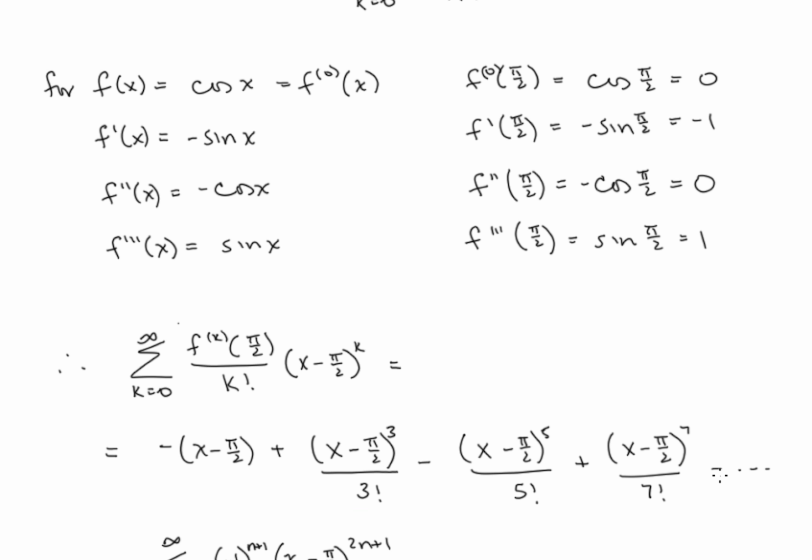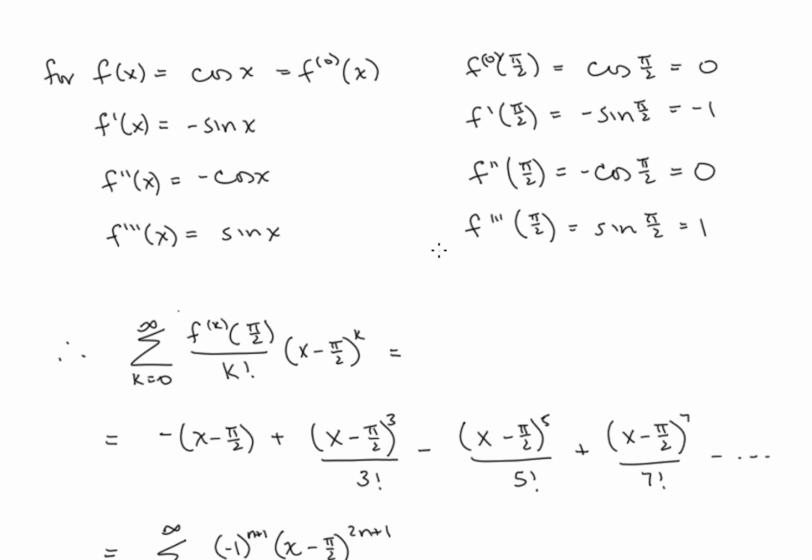So let's take a look at the first few terms of the series. When k is equal to 0, our coefficient is 0, so nothing shows up in our power series. When k is equal to 1, we get negative (x minus pi over 2) to the first power over 1 factorial. When k is equal to 2, our coefficient is 0, so nothing shows up in our power series. When k is equal to 3, we get a 1 times (x minus pi over 2) to the third over 3 factorial. And we continue on with this pattern so we can see that we're only getting the odd powers of x minus pi over 2.